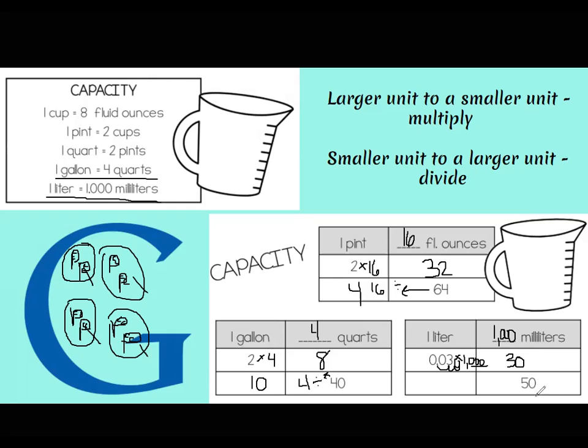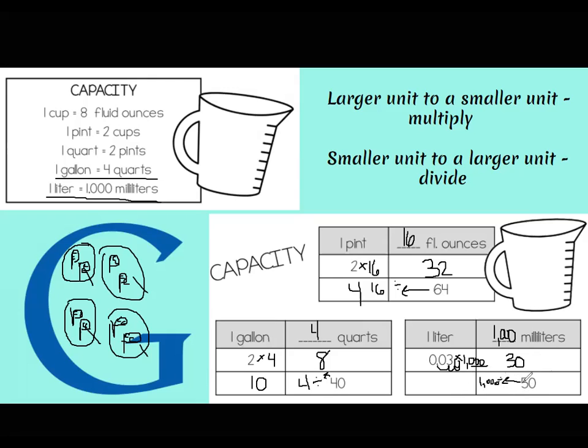All right, so last we have 50 milliliters, and we have to figure out how many liters. So we're going from a smaller unit, milliliters, to a larger unit, liters. So we're going to divide because we're going from a smaller to a larger unit. So we're going to divide by 1,000.